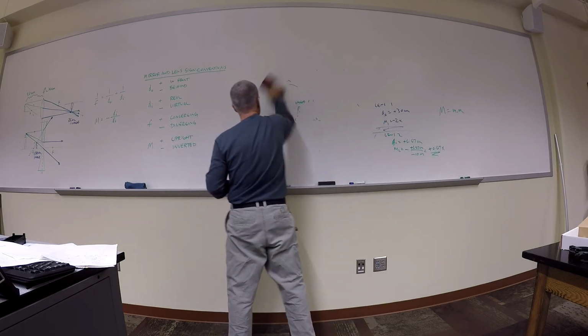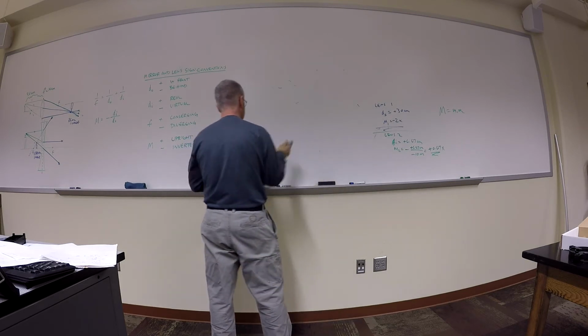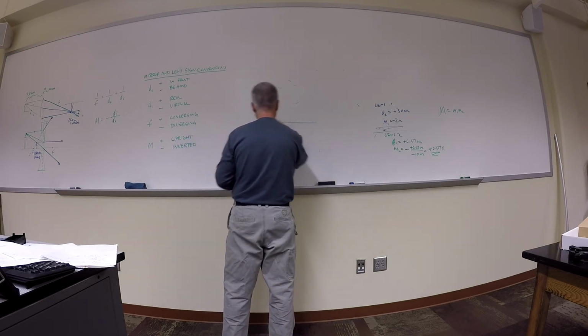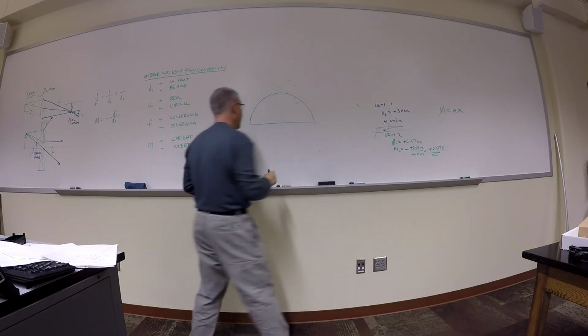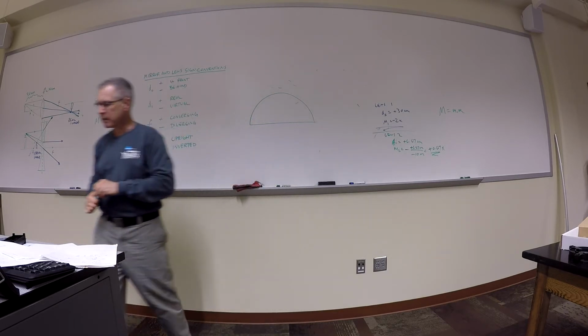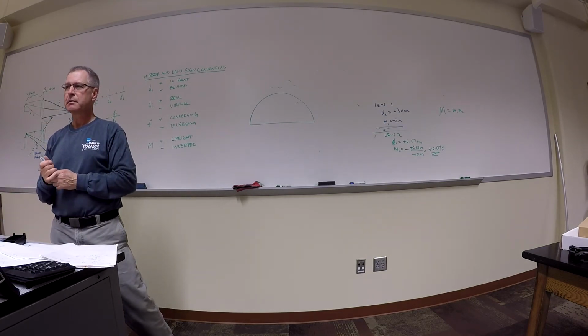So let's take a look at that lens. Let's look at a cross section of it. Here's my big fat lens. And let's see how light is being refracted through this. Is that a converging or diverging lens?